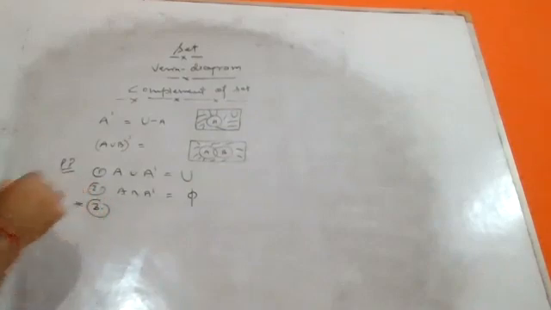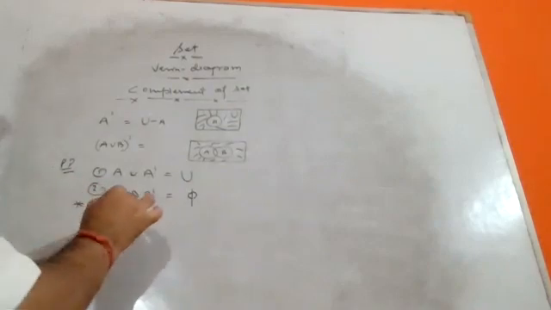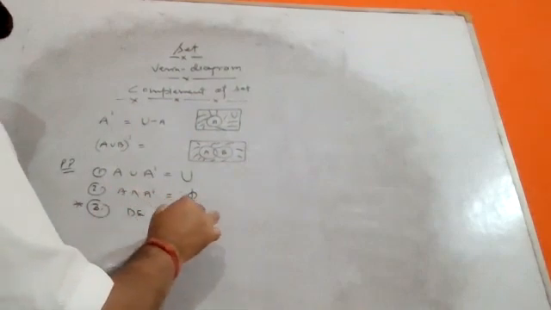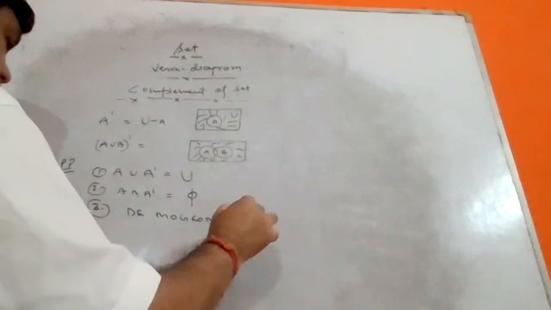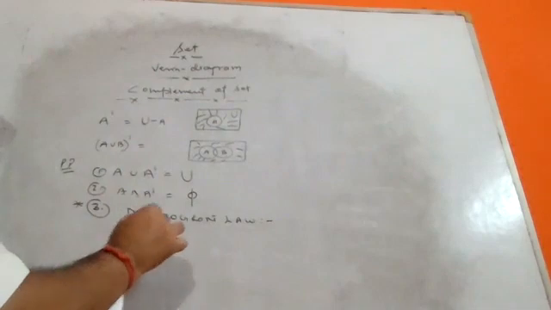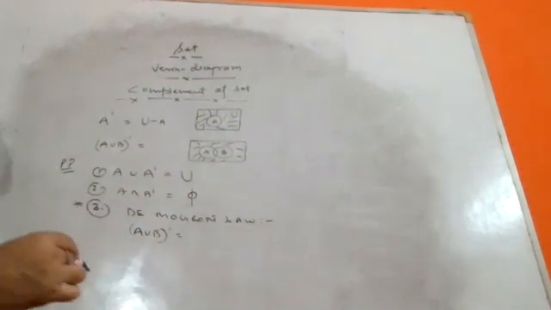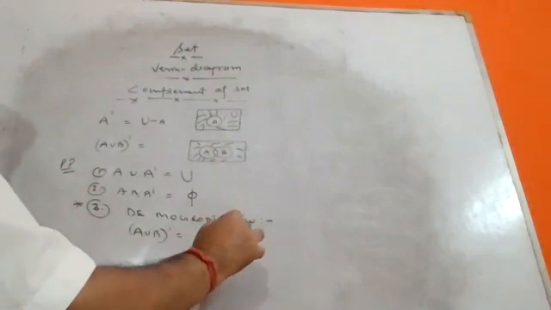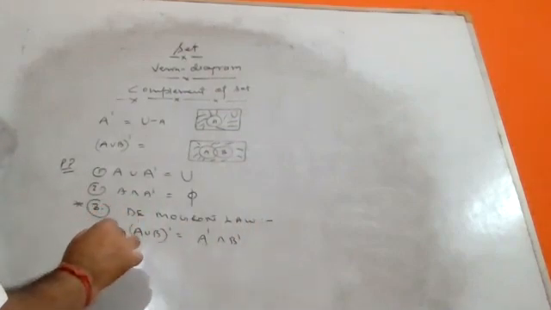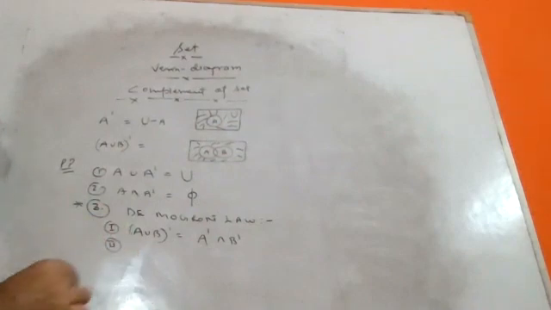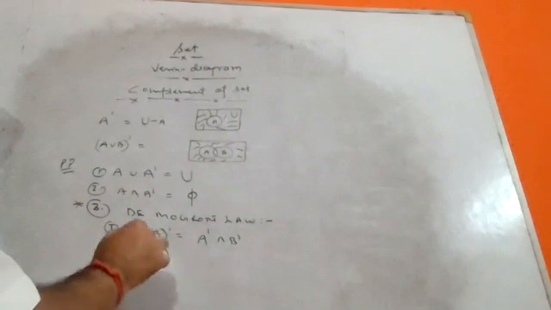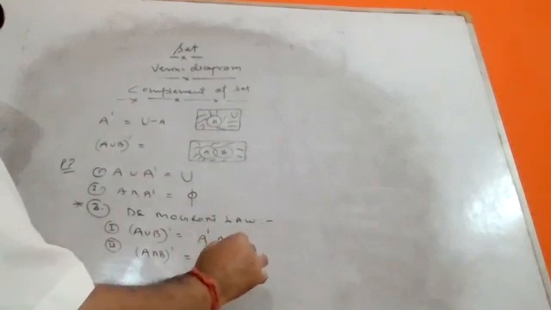The third, most important property, was designed and developed by De Morgan. That's why it is known as De Morgan's law. This is your third property. A union B whole complement is equal to A dash intersection B dash. This is the first De Morgan law property. And the second, you can also write: A intersection B whole complement is equal to A complement union B complement. This is your first and second part of De Morgan's law.